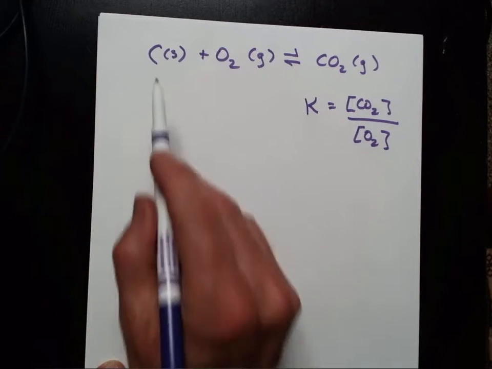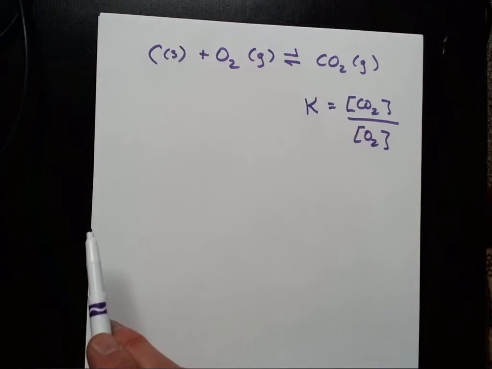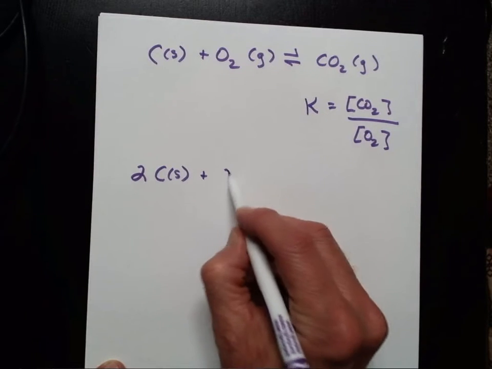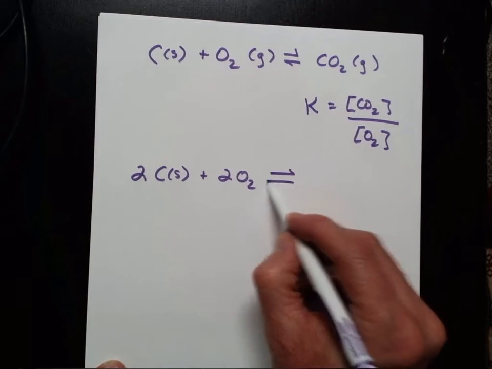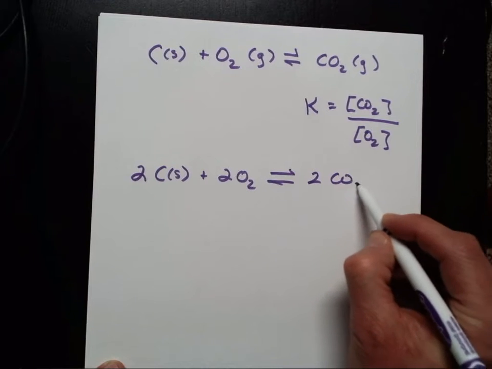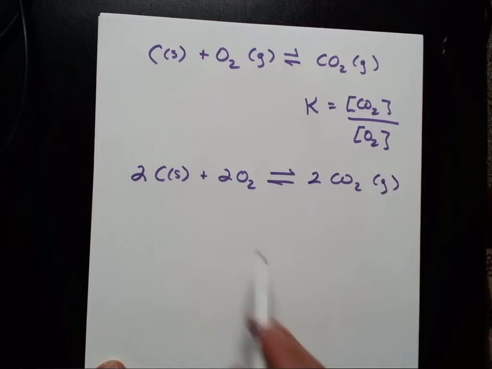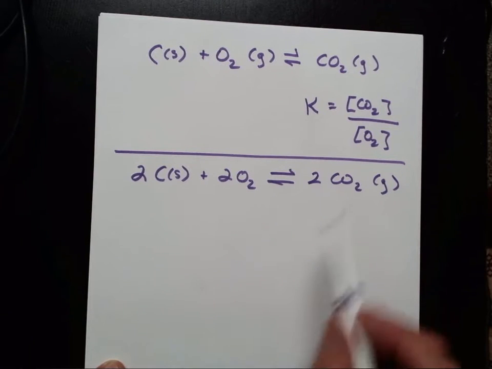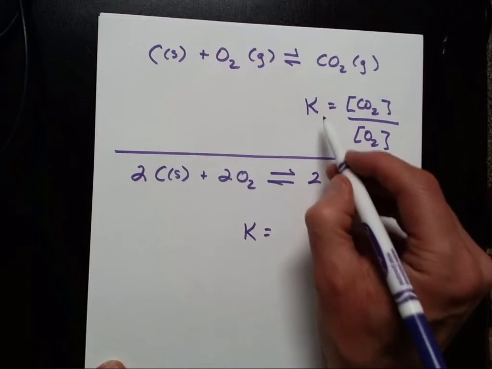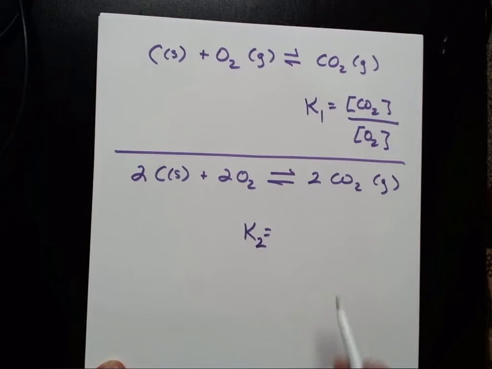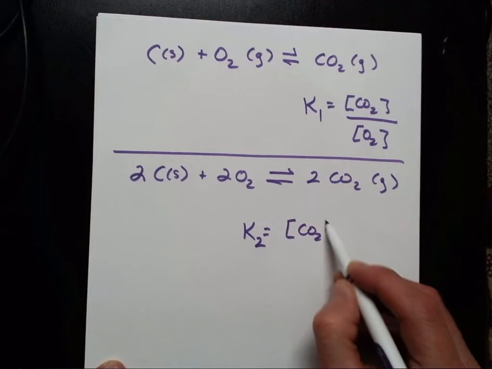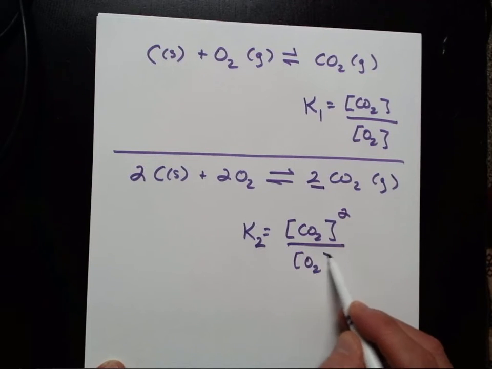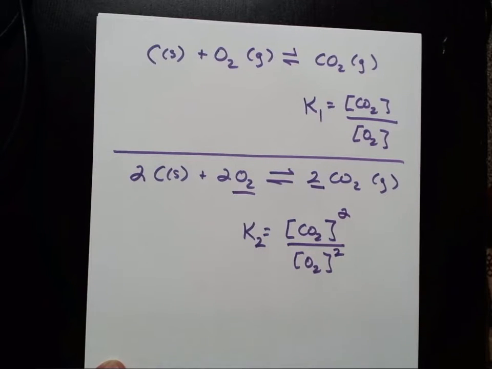Let's see what happens if we double this chemical equation. If I do that, I'm going to get twice carbon plus twice oxygen reacts reversibly to form twice carbon dioxide. Now, if we were to write the equilibrium constant expression for this equation, we'd get the following. Let's call this one K1. We'll call this one K2. So here we'd have carbon dioxide squared divided by the concentration of O2 squared.